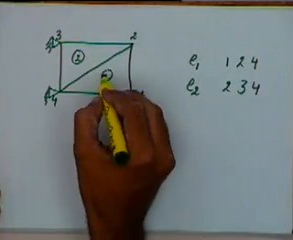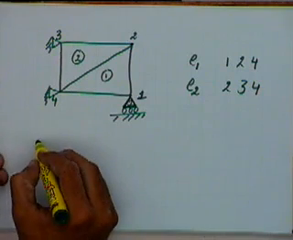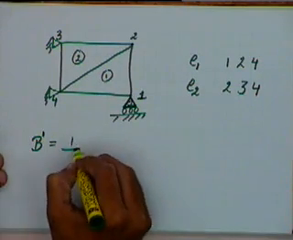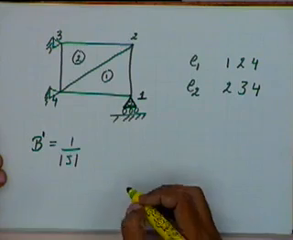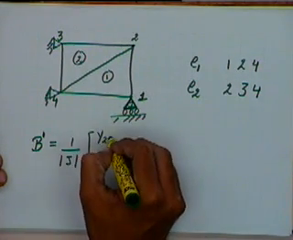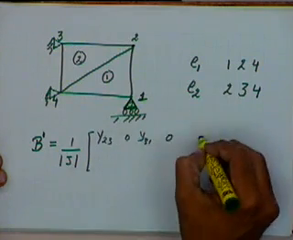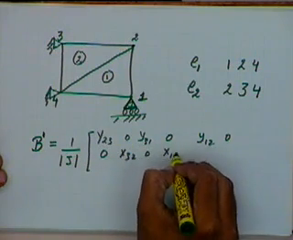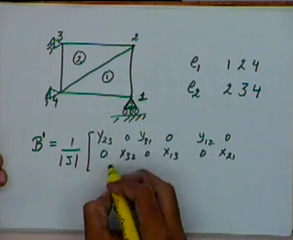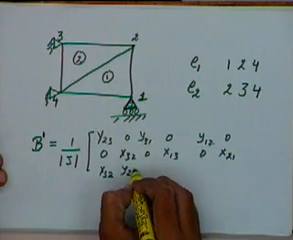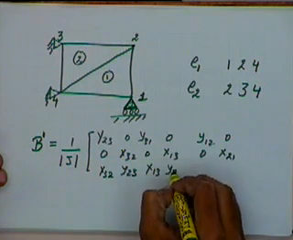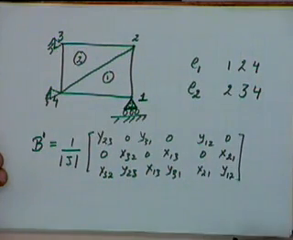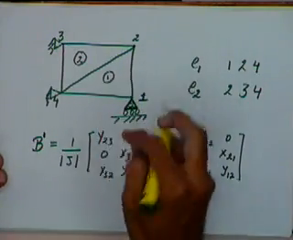If I consider the first element and I write the B matrix for the first element, that is B for the first element, that will be equal to 1 by the determinant of the Jacobian multiplied by y23 0, y31 0, y12 0, 0 x32 0 x13 0 x21 and x32 y23 x13 y31 x21 and y12. This is the B matrix for the first element.